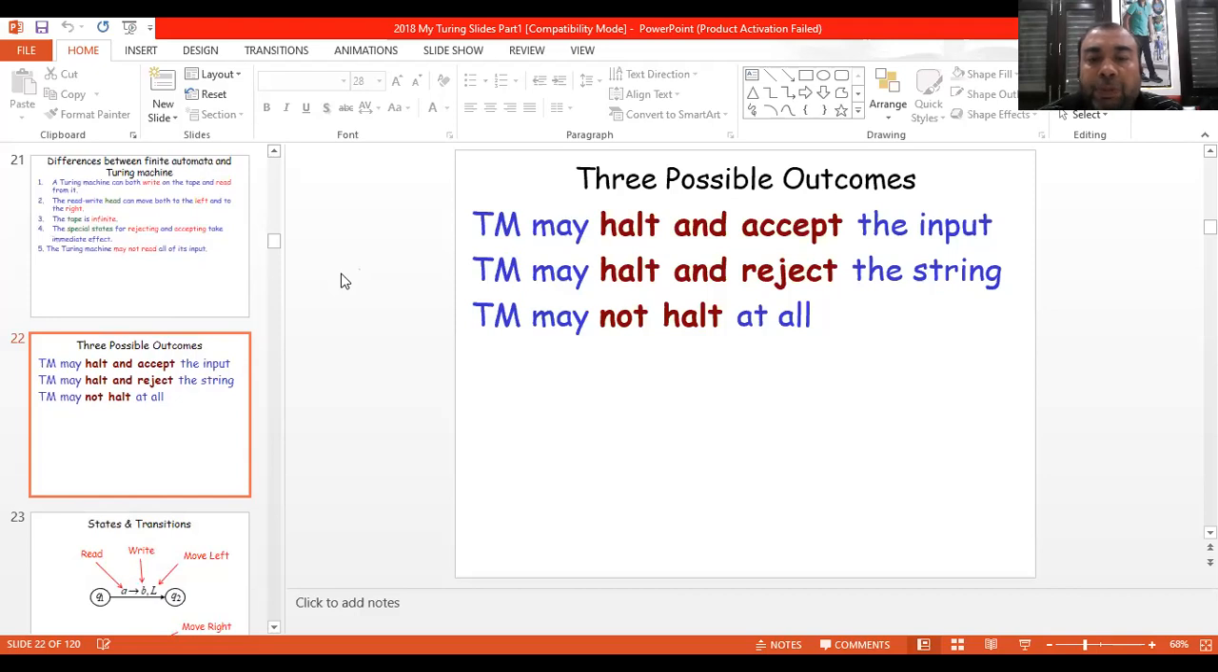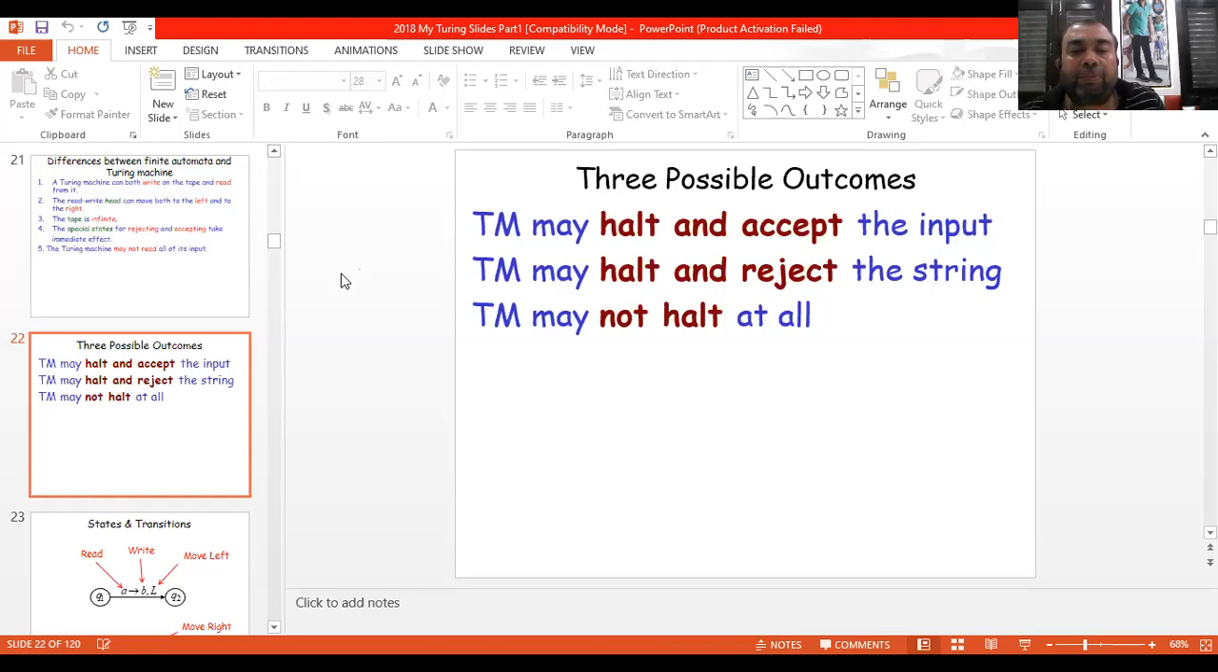So there are three possible outcomes from a Turing machine. The Turing machine may halt and accept the input. What it means is that the machine stops after reading the last character of the input tape in the final state. Then we will say yes, the input is accepted. Next, the Turing machine may halt and reject the string. It means the machine halts in any non-final state. So the machine halts, but the input is rejected because it halted in a non-final state.